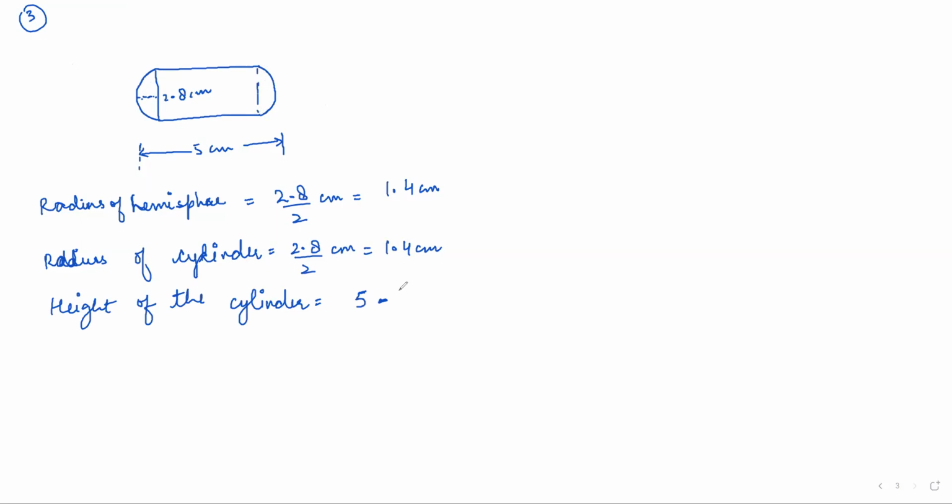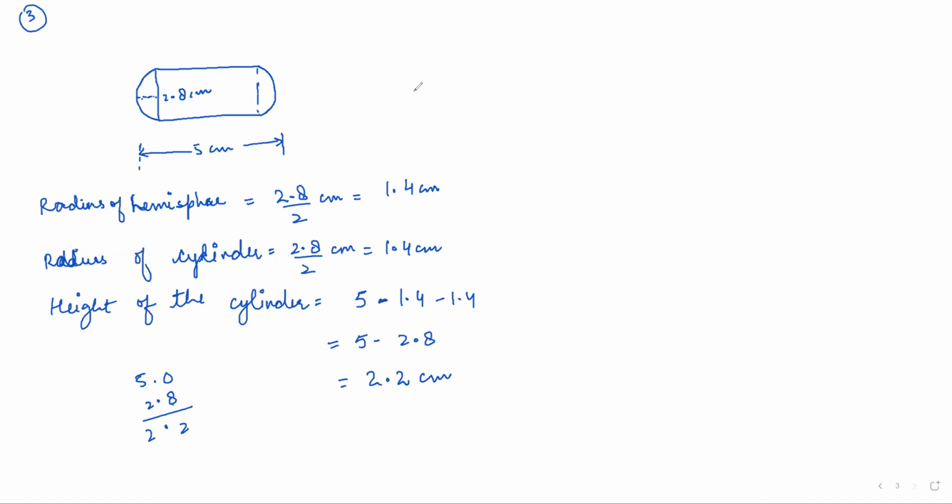So minus 1.4 and then minus 1.4, right? So that becomes 5 minus 2.8, right? And how much does that become? So 5.0 minus 2.8. 10 minus 8 is 2, and then 4 minus 2, 2.2. So I have 2.2 centimeters. Clear? Okay, now this we have found.